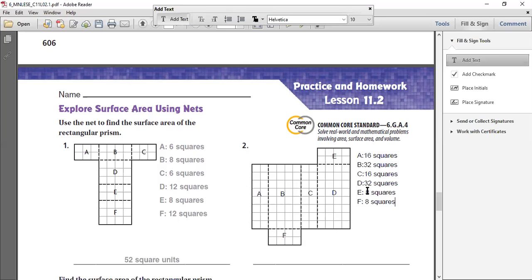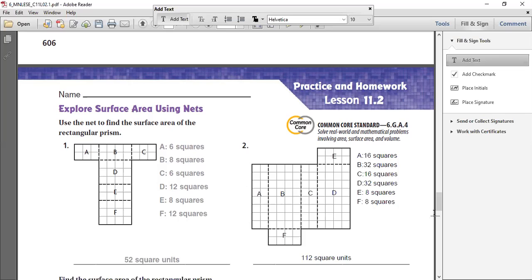Now all you have to do is add up all these numbers. 16 plus 16 is 32. Then 32 plus 32 is 64. 64 plus 32 is 96. 96 plus 16 will give you 112. So 112 square units is going to be your answer for question number 2. Just write square units. I hope you have got the same answer as mine.